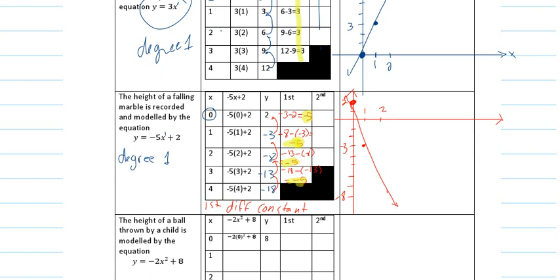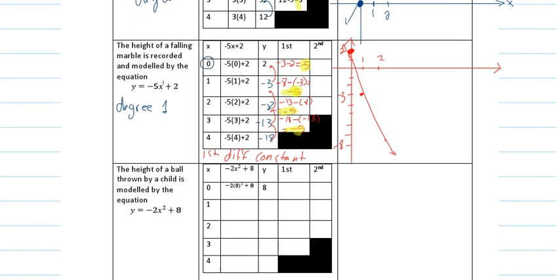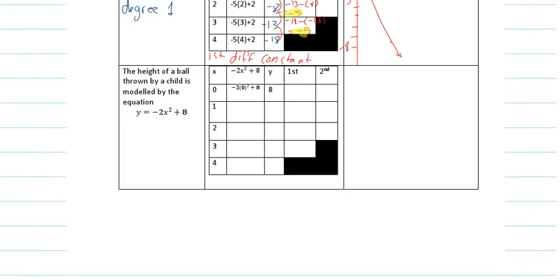Now looking at the third example, the height of a ball thrown by a child modeled by the equation y equals -2x squared plus 8. So the difference between this equation and the previous equation is that you can see a squared on the x. That's an indication of a quadratic function. So right there, that square that you have on top of the x, that's an indication of a quadratic function.